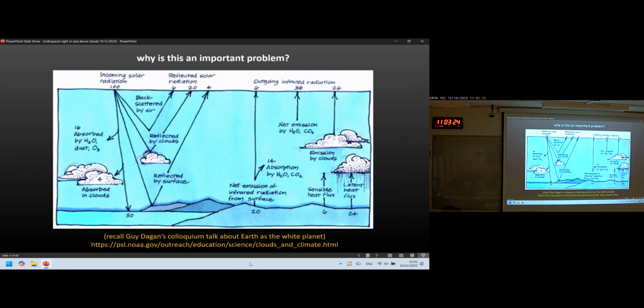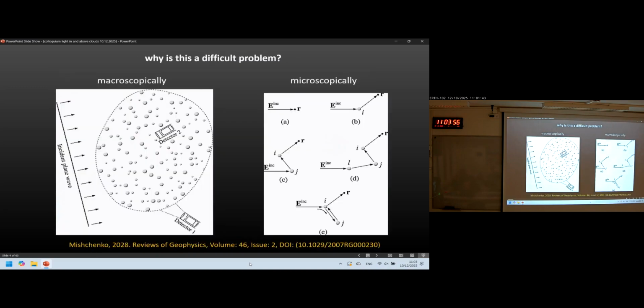And why is this an important problem? I put in parentheses to remember Guy Dagan's colloquial talk. He talked about Earth not as the blue planet, but as the white planet, because actually clouds reflect a lot of light. And we can see here schematically, if we look at the clouds, reflection by clouds, it's something like 20% of the incoming light. So we need to understand this 20% of the energy that's being reflected by clouds back out, and of course that influences how much light energy hits the surface.